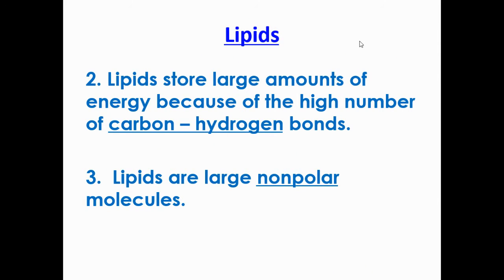Lipids are going to store large amounts of energy because of the high number of carbon-hydrogen bonds. So the more bonds you have, the more energy you can store. Lipids are also large, non-polar molecules. Think about what non-polar means. Remember, water is polar, and it can dissolve other polar or ionic substances. Cannot dissolve non-polar, though.